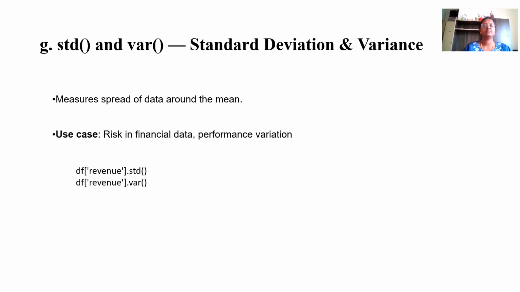Then standard deviation and variance. This is one of the important functions, which measures the spread of data around the mean: how much the data are spread around the mean value that you calculated using the mean aggregate function. The use cases are risk in financial data and performance variation. Here the syntax is on the revenue generated: you can apply the standard deviation on the revenue column of your data frame. And variance also you can find out.